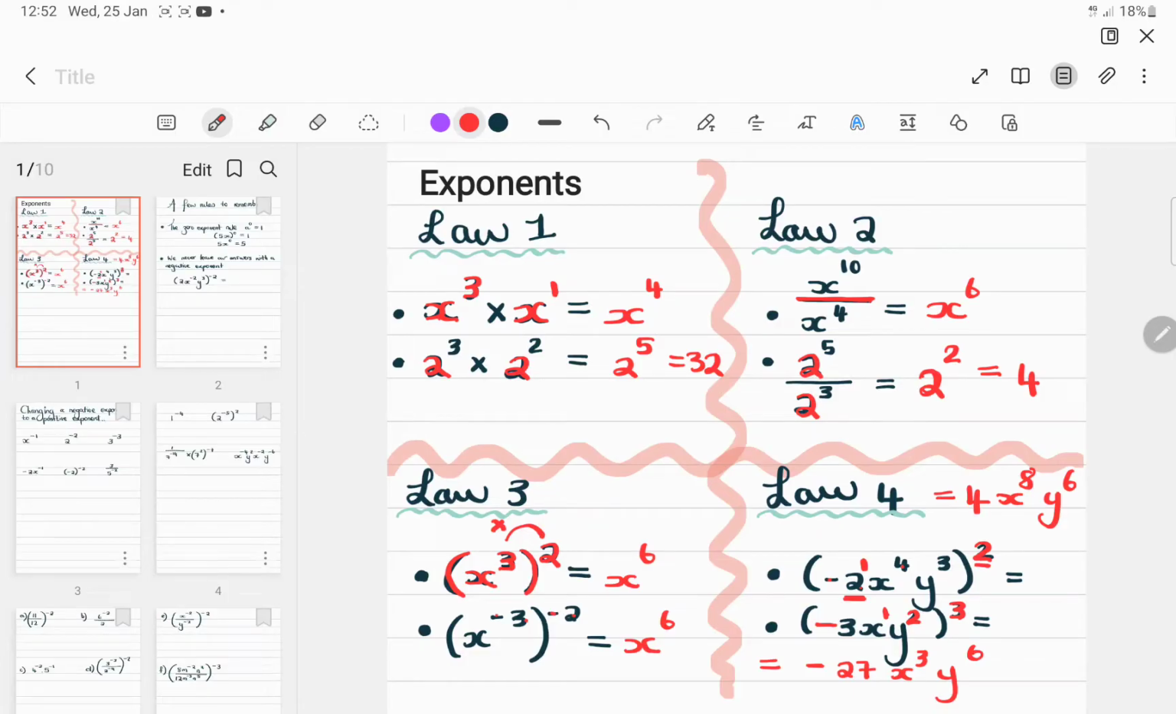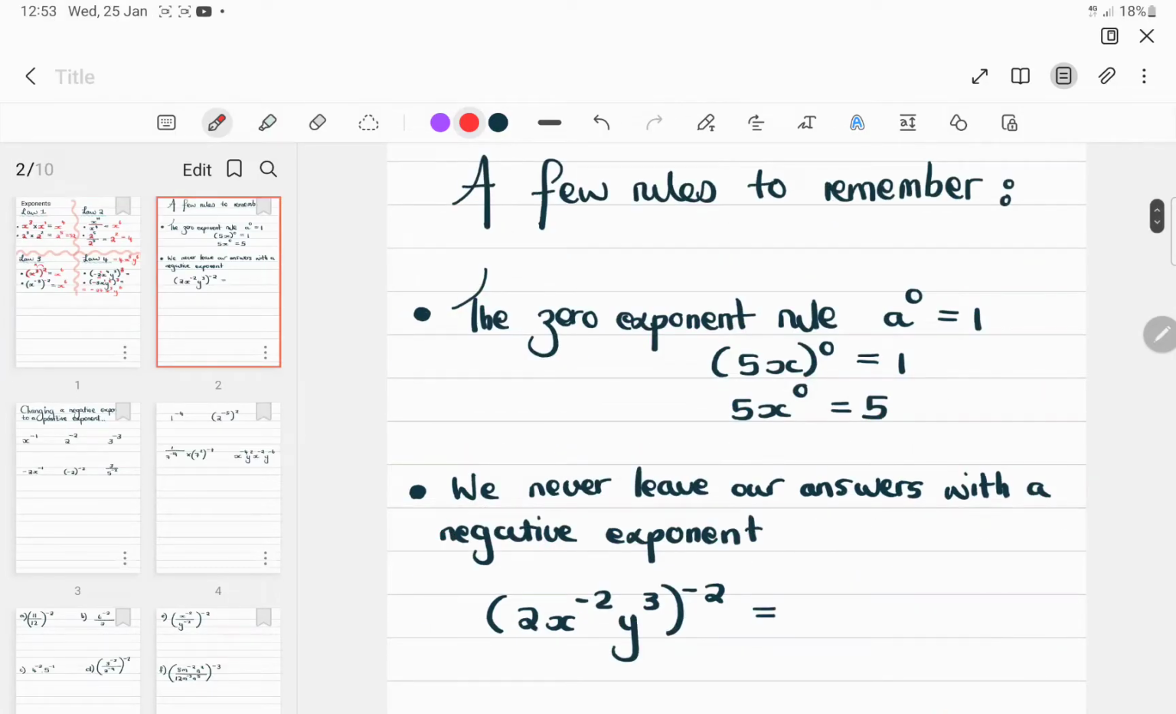And there's your answer. All right, now let's look at a few rules to remember. The zero exponent rule is anything to the power 0 is always 1, except for 0 to the power 0. 0 to the power 0, if you put it in your calculator, will give you a math error. It's a non-real number, so you cannot do that. Over here, everything is raised to the power 0. That is why it is 1.